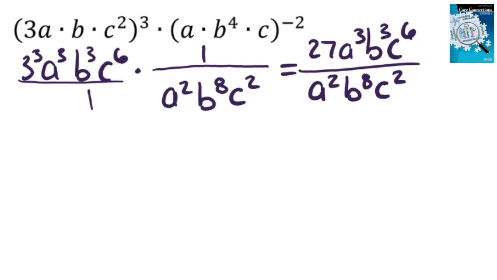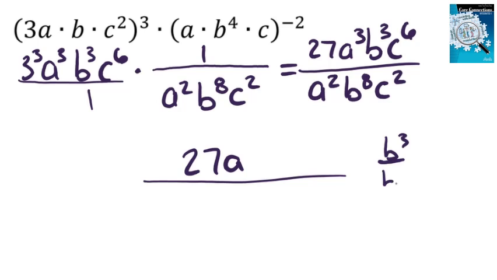Now, at this point, there's quite a few things that I can simplify. So, for example, if I consider my a's, I've got an a cubed over a squared. Well, that's one factor of a left in my numerator. So I'm going to start writing my answer. I've got a 27a to the 1st power. And if I look at the b's, I've got 3 factors of b in the numerator, and I've got 8 factors of b in the denominator. If I simplify that, b to the 3rd over b to the 8th power, that's 5 factors of b left over in my denominator. So this is a b to the 5th power down in the denominator.